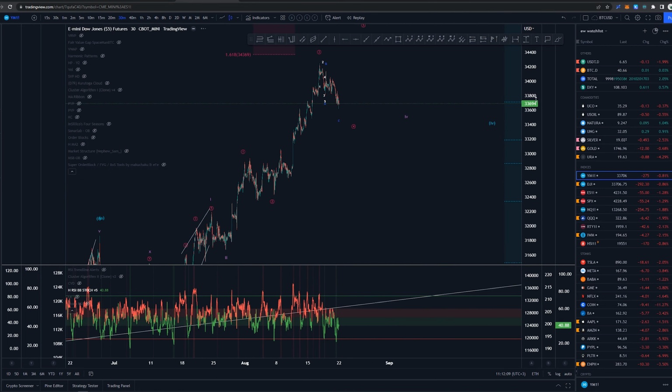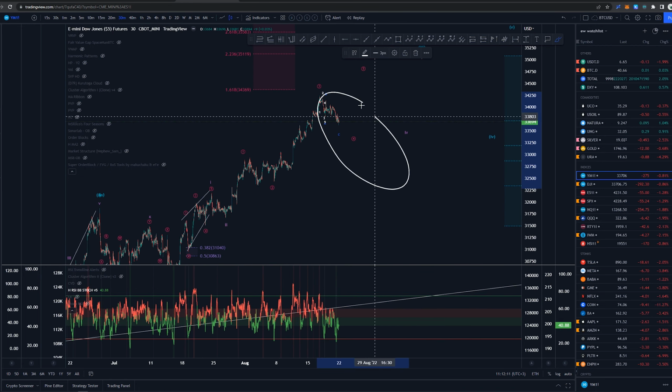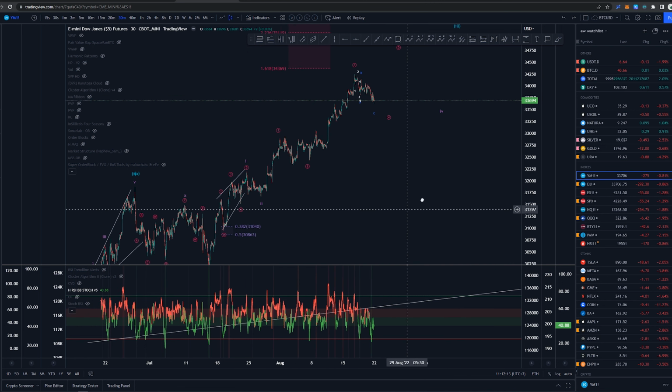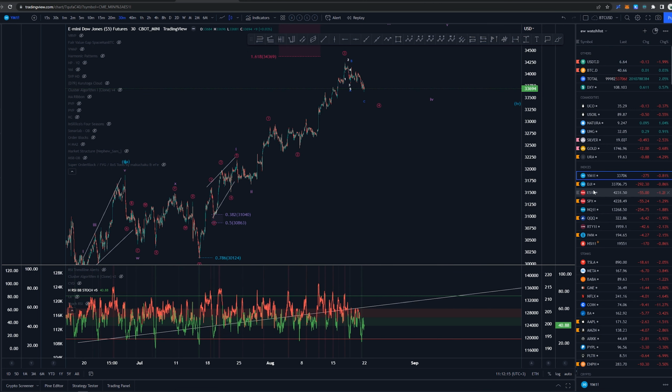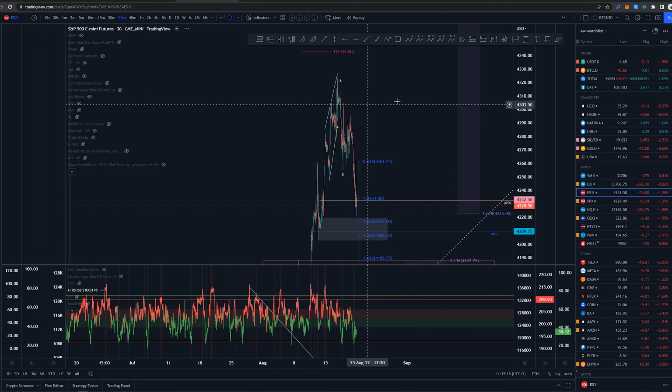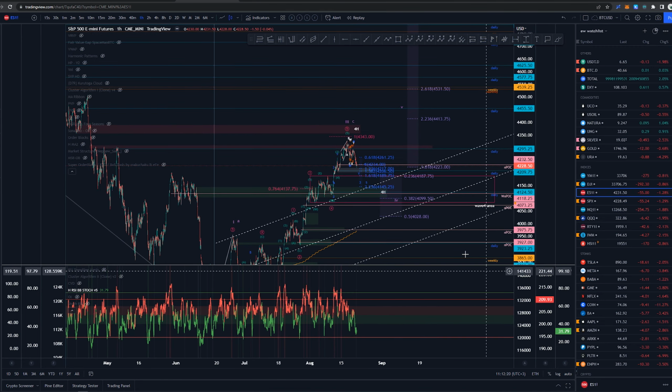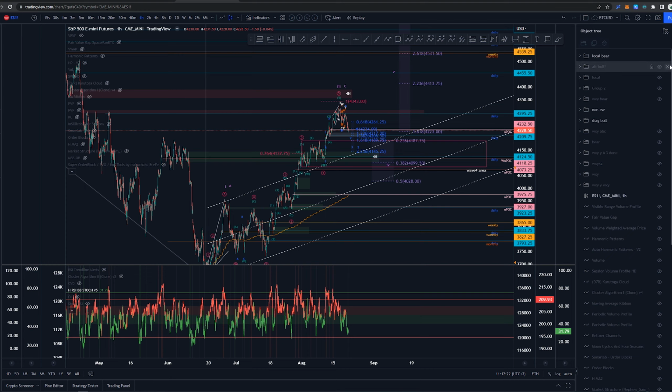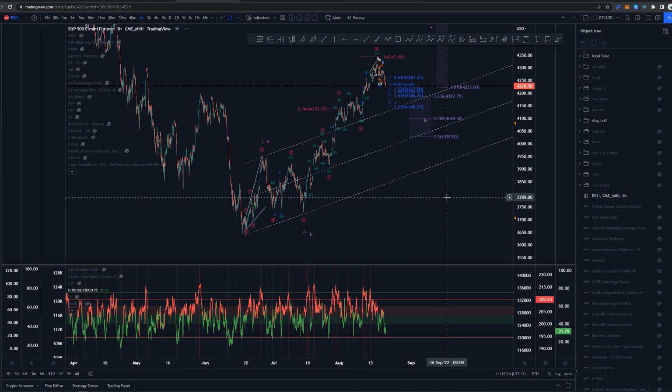If we do that higher time frame structure, or larger structure here, then we would have to modify this count a bit and see how it works out better. Now S&P 500, let's turn off the non-Elliott wave stuff here.